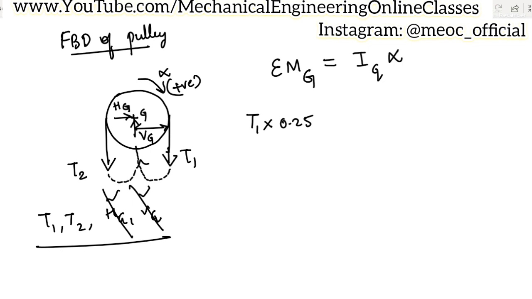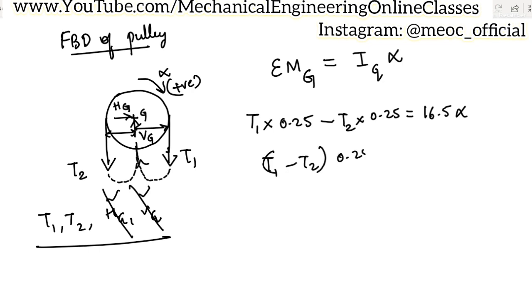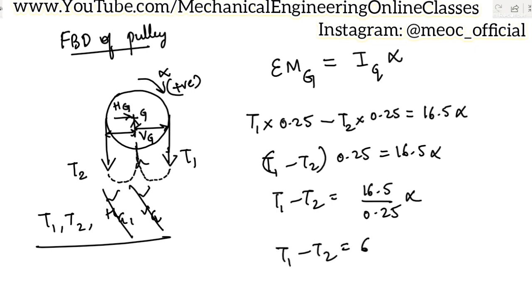Now T2 will make an anti-clockwise moment, which is opposite to alpha, so that is minus T2 into the same radius of the pulley, which is 0.25. Now this will be equal to Ig into alpha. Ig is given as 16.5. Alpha is an unknown. We need to find that. T1 minus T2 into 0.25 is equal to 16.5 alpha, or T1 minus T2 is equal to 16.5 by 0.25 alpha. So we can write this as T1 minus T2 equals 66 alpha. Let this be the third equation.